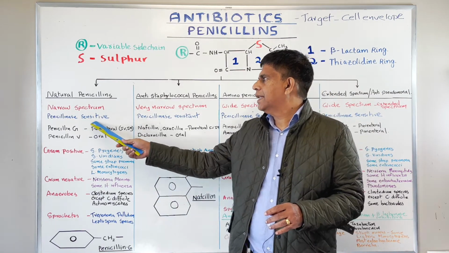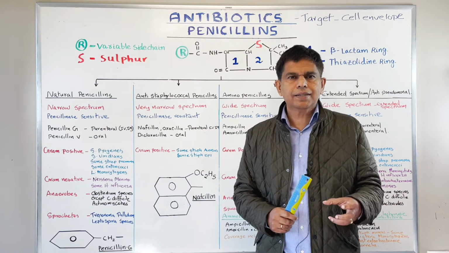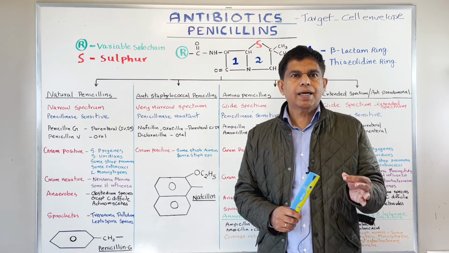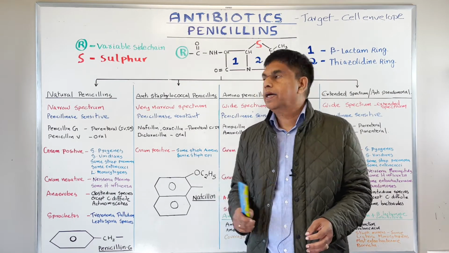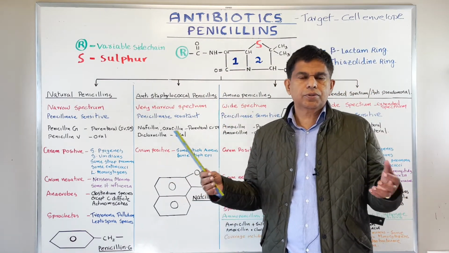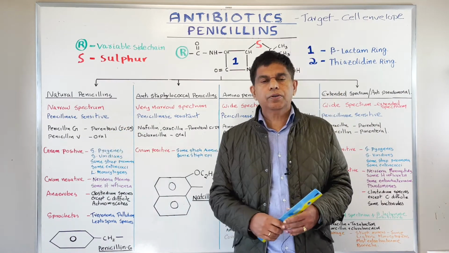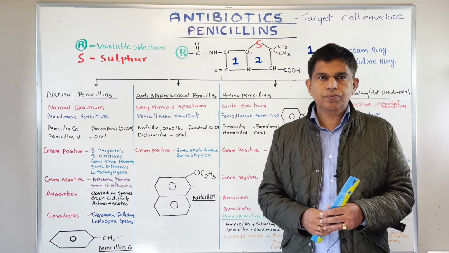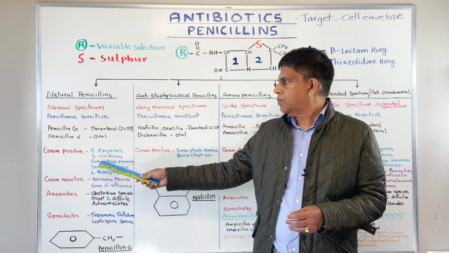They're penicillinase sensitive, right? What does that mean? Bacteria produce this enzyme called penicillinase and destroy the beta-lactam ring. Once the beta-lactam ring is gone, it's not going to work. So it's sensitive to penicillinase, remember that. So the 2 drugs we know are penicillin G and penicillin V. And let's look at which categories they work on.